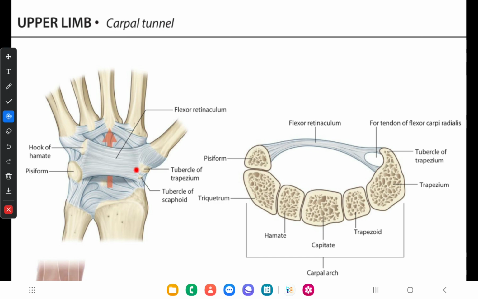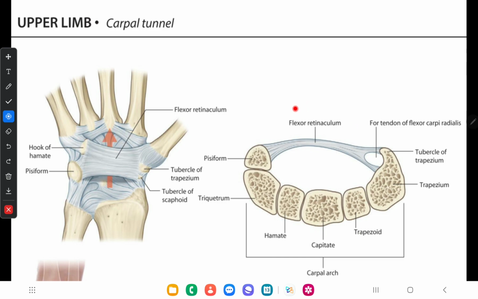Today we are going to discuss the carpal tunnel. Here you can see a picture of the carpal tunnel. The carpal tunnel is an osteofibrous space which is formed by a fibrous sheath called the flexor retinaculum and bones. That means carpal bones are involved in the formation of this carpal tunnel. You can see this carpal tunnel is a tunnel-like structure which is formed by the fibrous sheath and carpal bones.